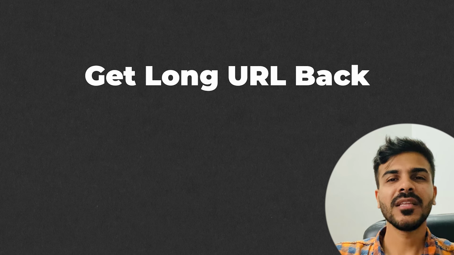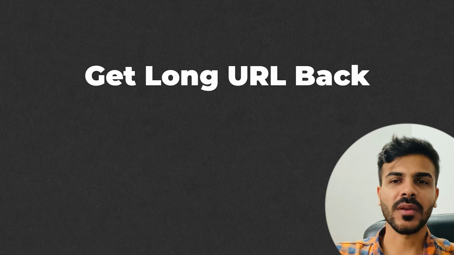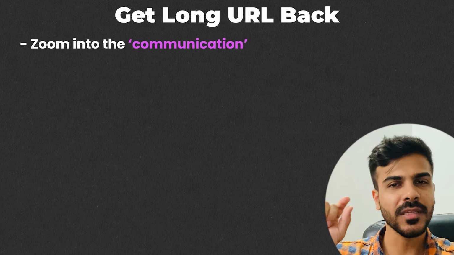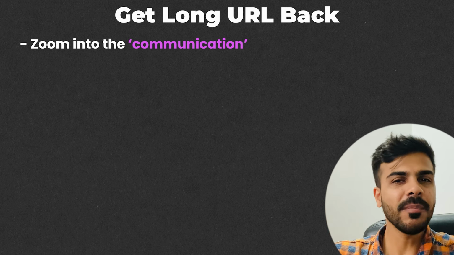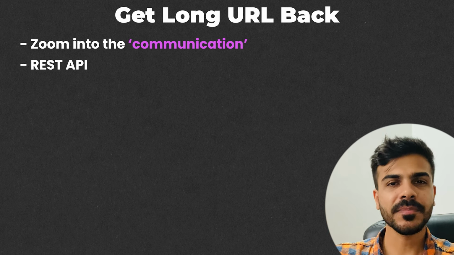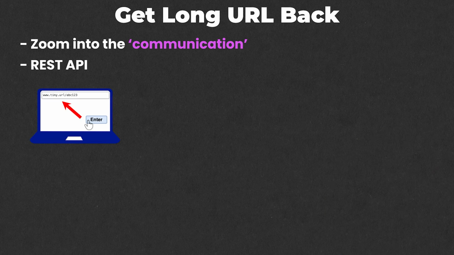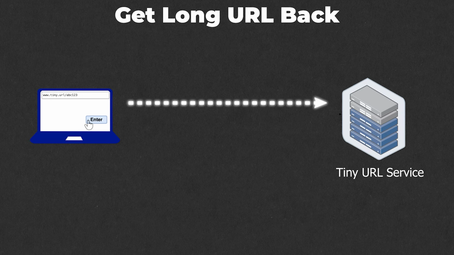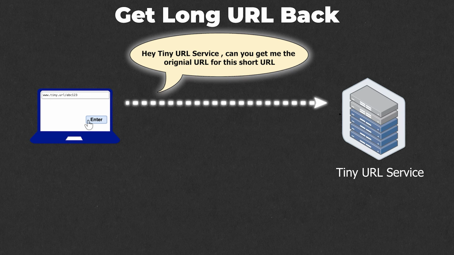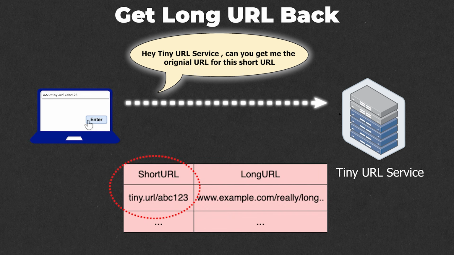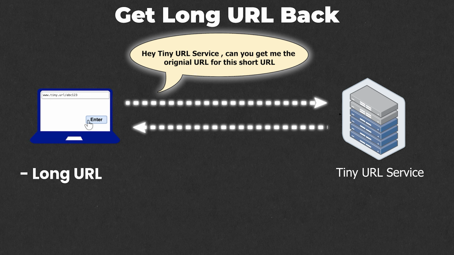Now let's look at the other side of the picture. That is, how can we get the long URL back with the short URL? We zoom into the communication for this particular API. We'll basically use a REST API again for this. On a super high level, this is how the flow is. You type in the short URL in your browser and then you hit enter. A request is sent to the TinyURL servers. On a super high level, it says, hey TinyURL service, can you please give me the original long URL back for the short URL? The service gives you back the long URL and then that long URL is redirected to the web page.